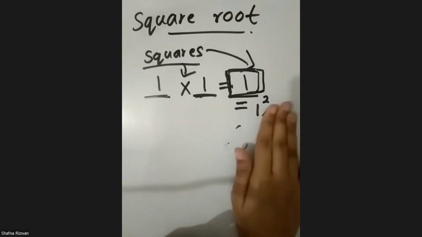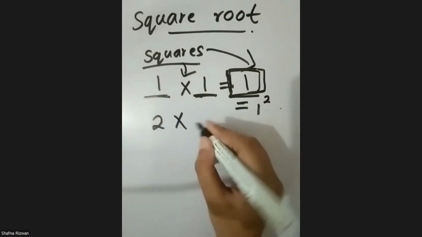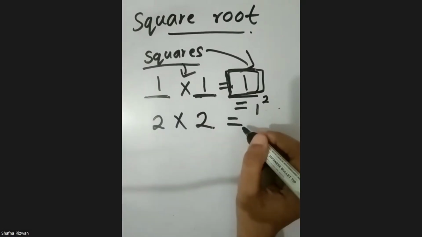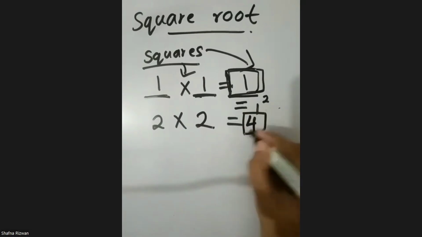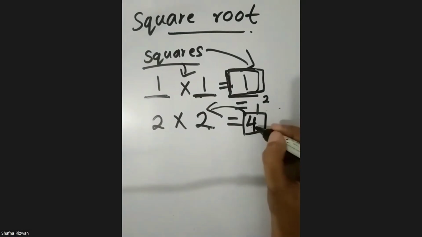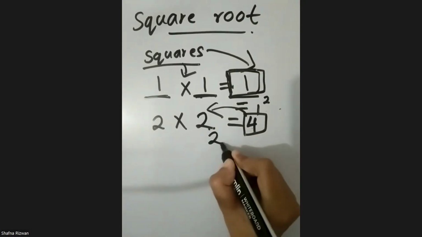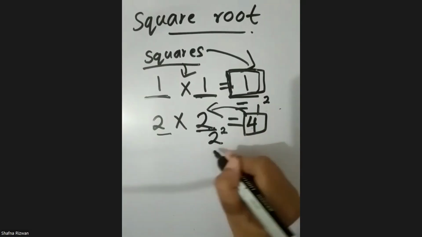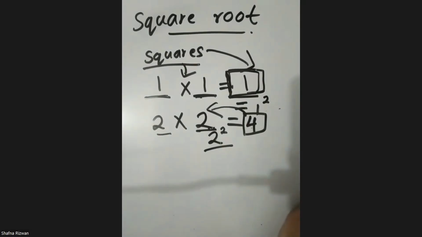Now let's go through the other number. We take 2 and multiply it by 2 itself. What's the answer? 2 multiplied by 2 is 4. So 4 is the square of the number 2. How can you write it shortly? You write 2 and how many times do you have it? 2 times, so write it on the top. You read this as 2 squared.